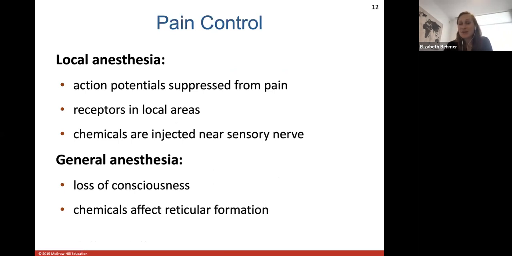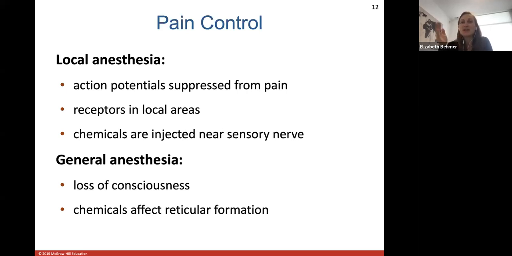Local anesthesia will send out action potentials to help suppress the pain, where it will target receptors in local areas where chemicals are injected near the sensory nerve. So local anesthesia, think of getting dental work done. The dentist will shoot up just the nerve in the mandibular foramen. So it just numbs the localized part of the lower row of teeth if you're getting a root canal in your bottom row of teeth, for example. So that's a local anesthesia. Also common, sometimes they do that with kids before a shot. They'll just put a little gel or something so the kid won't feel the shot.